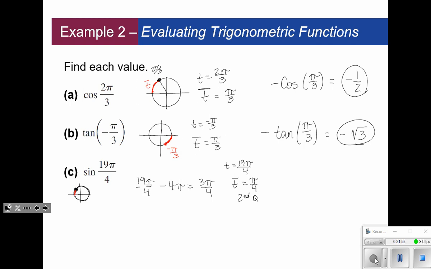So in the second quadrant, what can we say about sine? Is it positive or negative? It's positive. So really all we're looking for is sine of pi over 4, which is what? Remember, the pi over 4s are the easy ones. They're always going to be root 2 over 2. Are we okay? I know this is tricky, and I promise we're going to do a ton of these, so you'll get it.